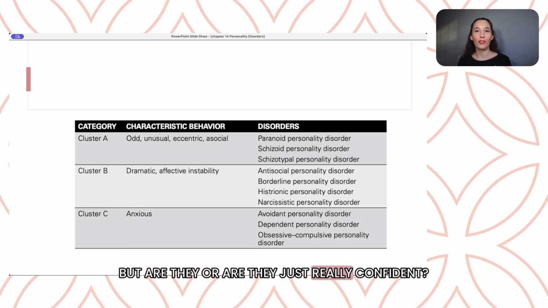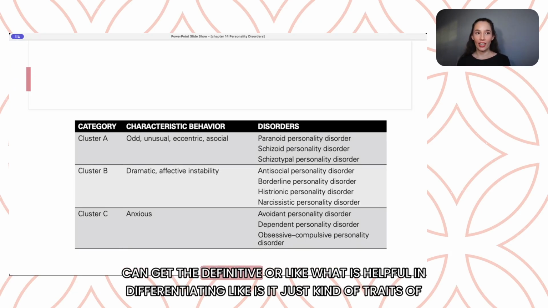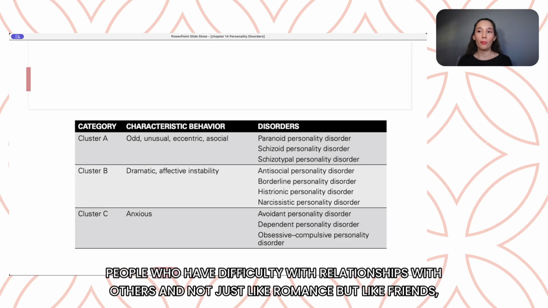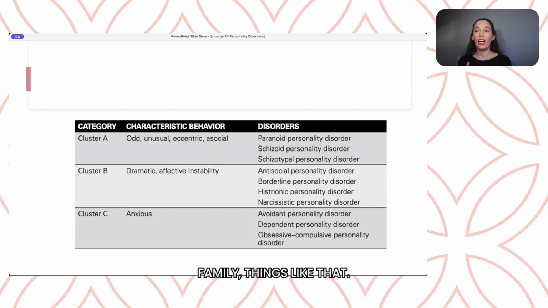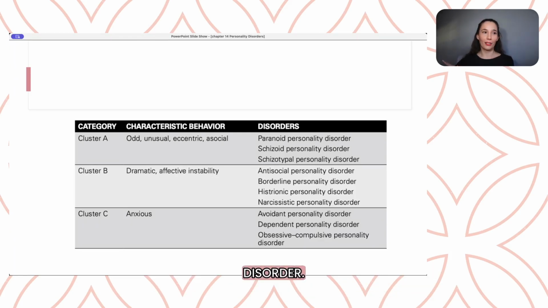But are they, or are they just really confident? You know what I mean? Like people can have components. So where we really can get the definitive, or what is helpful in differentiating, is it just traits of these things, or is it people misconstruing? It's really the interpersonal difficulty. People who have difficulty with relationships with others, and not just romance, but friends, family, things like that. That's where we can see a consistent pattern of interpersonal difficulties equals personality disorder.